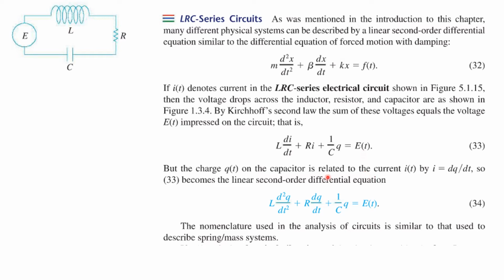But the charge, q(t), on a capacitor is related to the current by i equals dq/dt. The change in charge per unit time is the current in amps, and charge comes in coulombs. If we make that substitution, this becomes a second order differential equation. You can see that it matches up very nicely with number 32. The nomenclature used in the analysis of circuits is similar to that used to describe springs and masses.